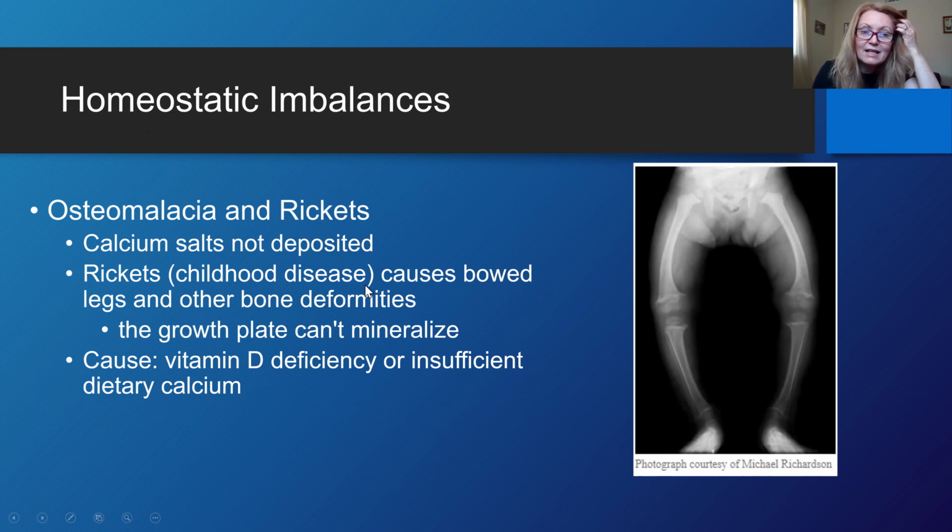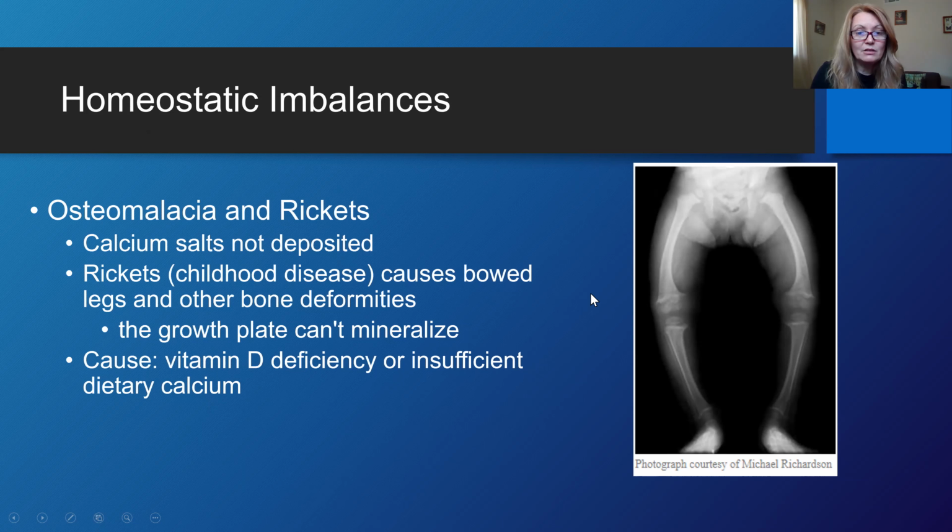This is called bowed legs. So this is the characteristic of rickets. Also, people with rickets will have other bone deformities, and this is again because calcium is not deposited, so the bones are not getting mineralized and are not getting stronger, right? And osteomalacia is similar to rickets, but it happens in adults.